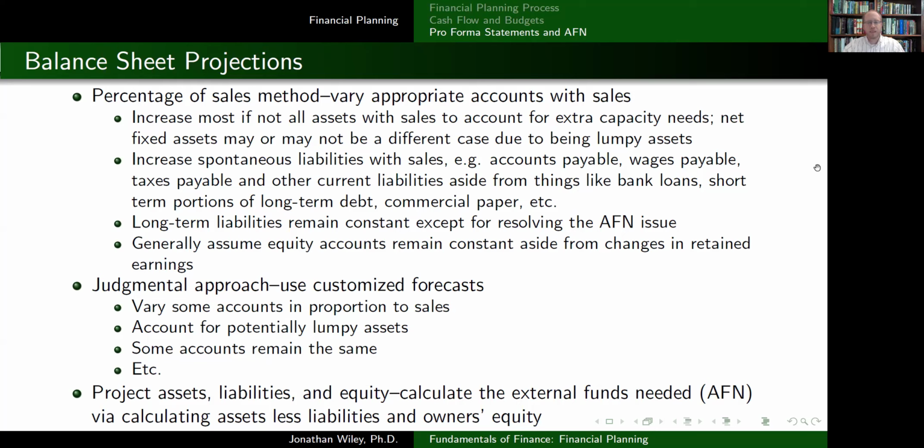And so basically what that means is I need to go raise $20 million. So if AFN, or external funds needed, gives you a positive number, it means I need to go get more money. So assets minus liabilities minus equity. If you wind up with a positive figure here on my projections, I need to go get more money in order to make this growth happen. If I don't get more money, I'm not going to grow as much as I expected.